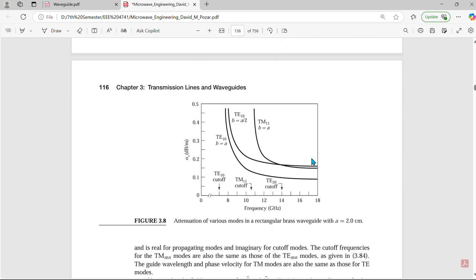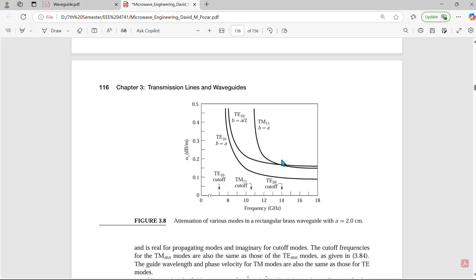And this figure is the attenuation of various modes. This figure defines the attenuation of the various modes here. So this figure plots the attenuation against the frequency for different modes in a brass rectangular waveguide with width equal to 2 cm. The y-axis defines the attenuation, and the x-axis shows the frequency. And the curve of each line represents a waveguide mode, a different kind of mode. Here TM11 mode, TM10 mode, TE10 mode. So these are the different kinds of modes, and how they operate there.